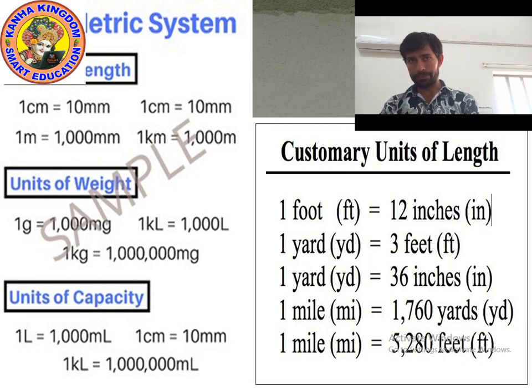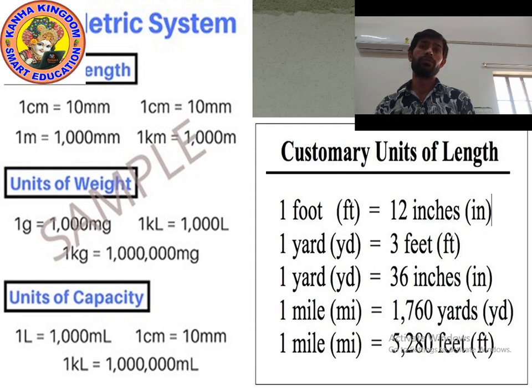1 kilogram is equal to 1000 gram. 1 gram is equal to 1000 milligram. 1 gram is always equal to 1000 milligram and 1 kilogram is equal to 1000 gram.